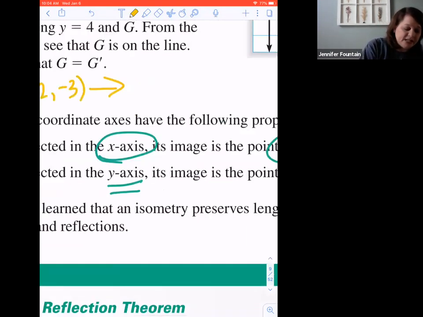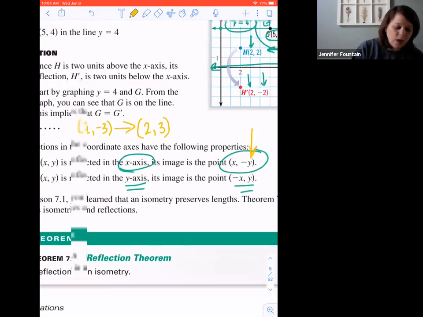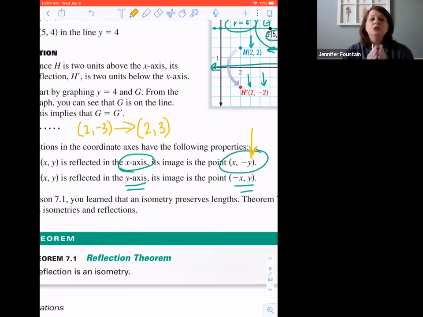Then your image is actually going to be 2, 3. So just know that just because I'm starting with both positive and going to where y is negative, that's going to mean it's going to be the opposite of y. So if the pre-image is a negative, then my image will be positive. But if my pre-image is positive, then it flips to negative y. Just know that we're taking the opposite of y.